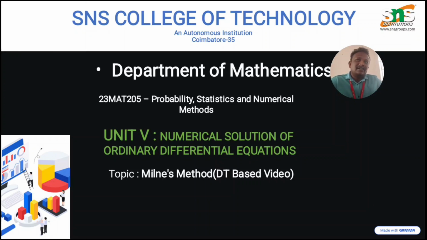So in today's session, we are going to learn what is Milne's method using design thinking approach, which is a numerical technique used for solving ordinary differential equations. Unlike basic numerical methods, Milne's method follows a predictor-corrector approach. This means we first estimate a value, then we improve that estimate for better accuracy. Today we will understand this concept through the design thinking process and see how it helps solve real world problems. Let us begin.